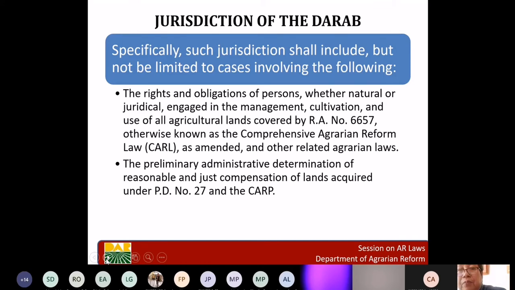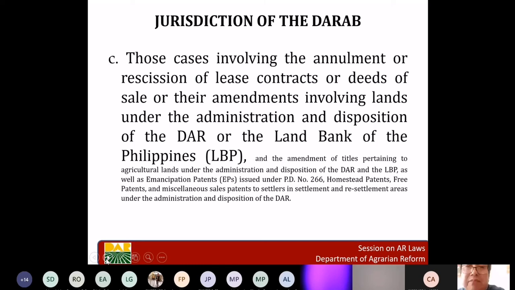Number 2, jurisdiction of the DARAB, the preliminary administrative determination of just compensation under PD 27 and CARP. So we already discussed it, the jurisdiction of the board, the RARAD, and the PARAD. Next slide, please.